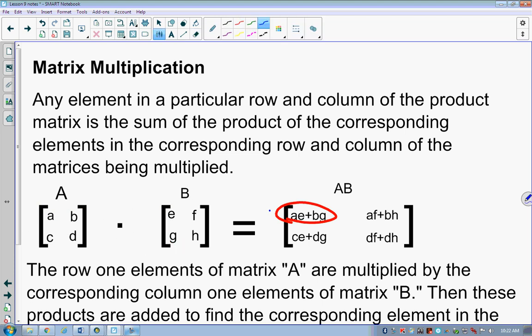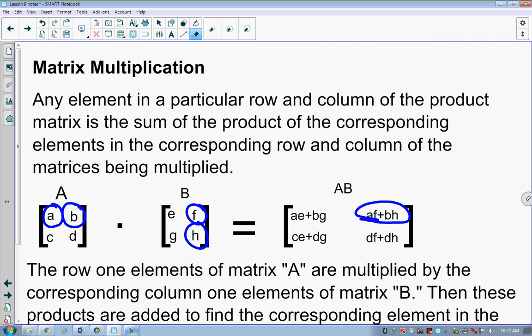If I want to go to this next position, this is first row, second column, right? So I'm going to go first row, second column. First row, second column is going to give me this right here. Understand? We're going to do the whole thing.